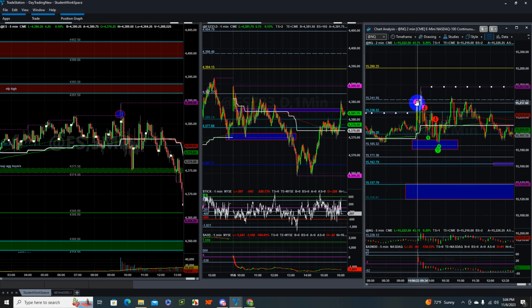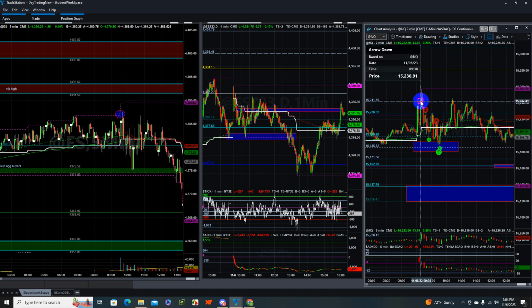Sorry, okay, I took a short here. While NQ was here, I took the short right here, and then I saw price going against me. 237 was my short. I saw price going against me.